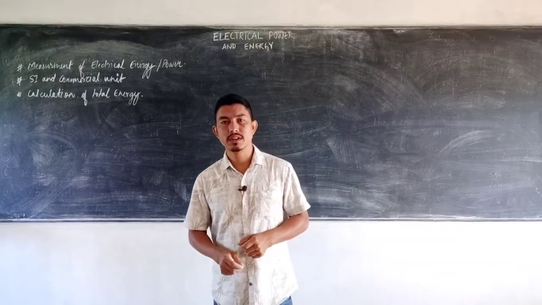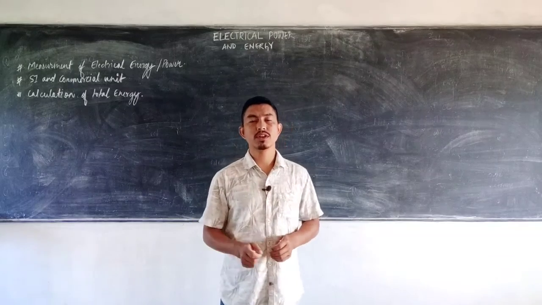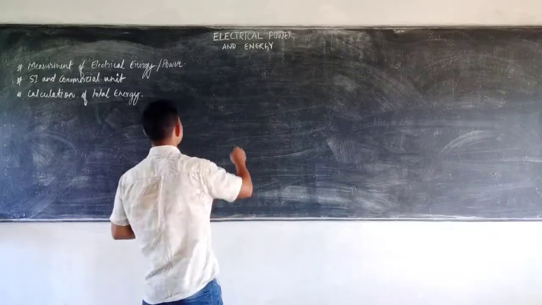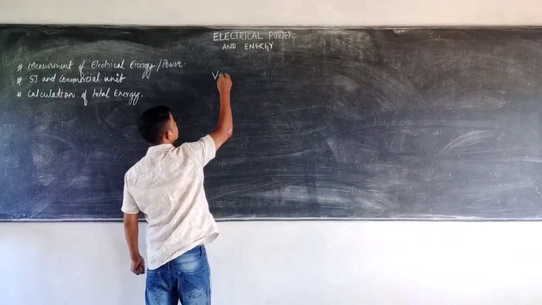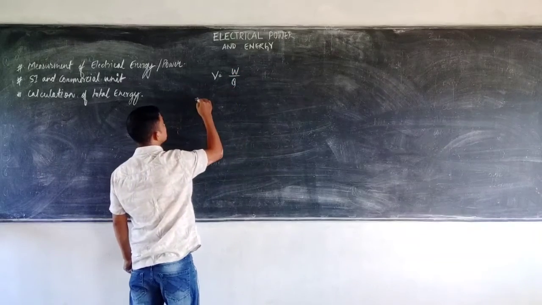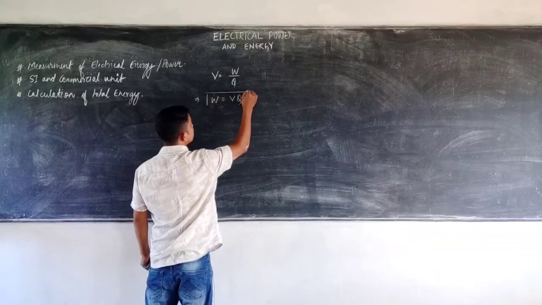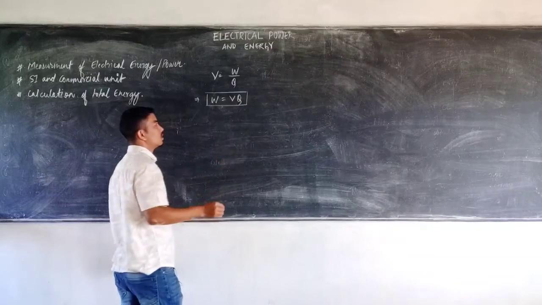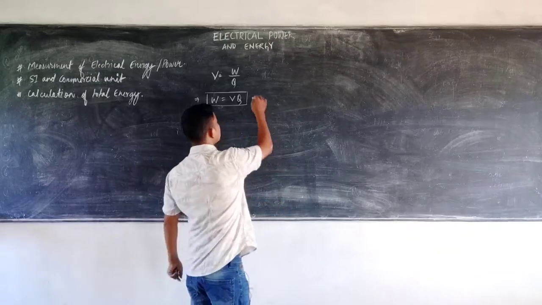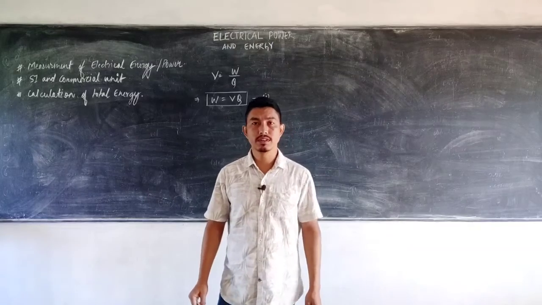To measure the electrical energy we may begin with the definition of the potential difference. I have already taught you that the potential difference is the work done per unit charge. So I may write the formula V equals W divided by Q. If I cross multiply this expression, I will get W equals V into Q. So this is the first expression to measure the work done, that means the potential difference into the charge. This is the first formula to measure the electrical energy or the work done by the electrical energy.